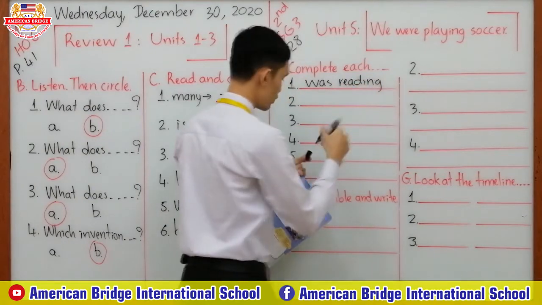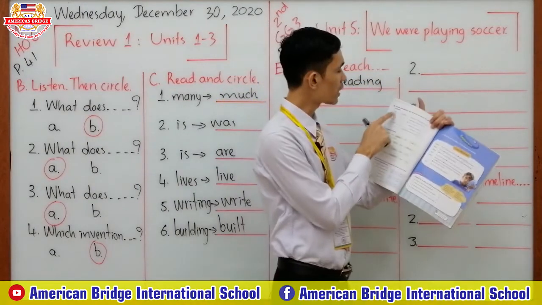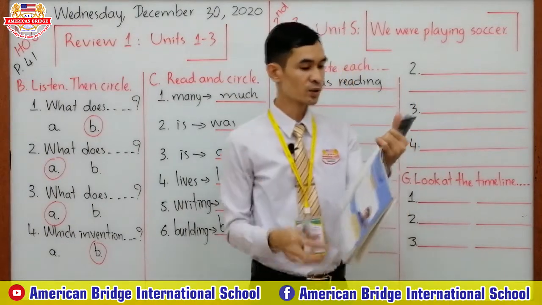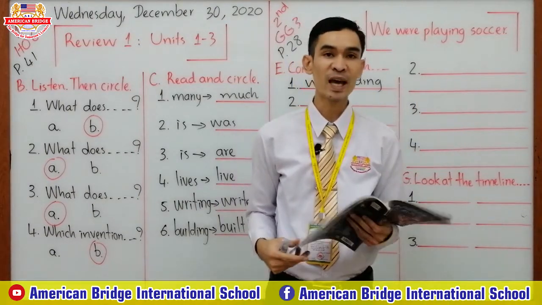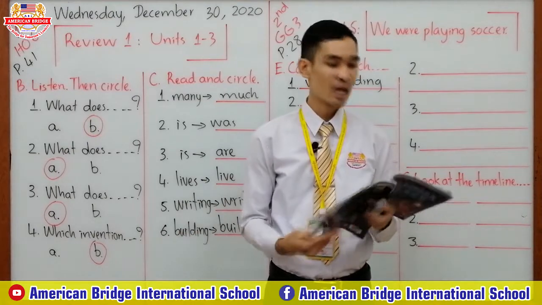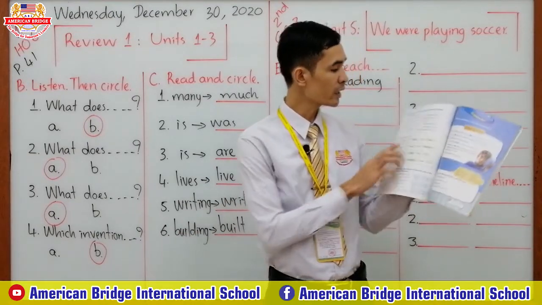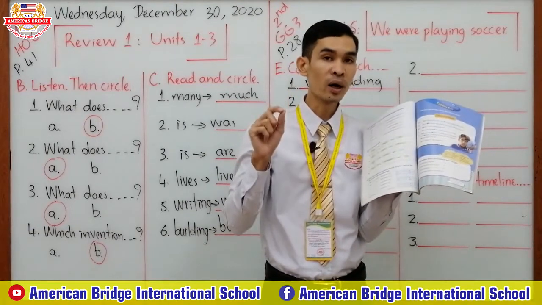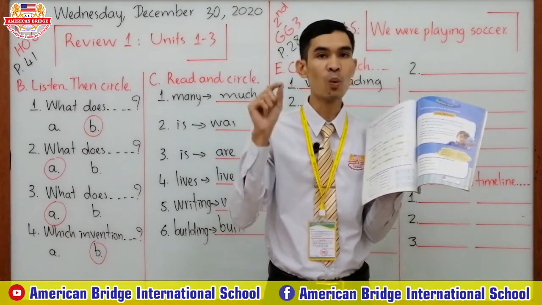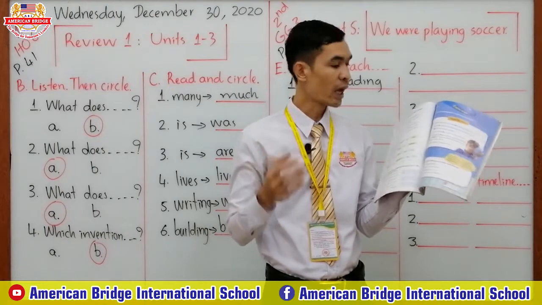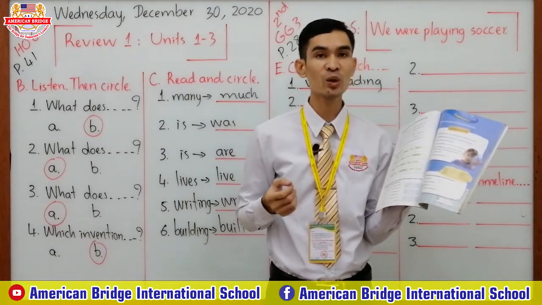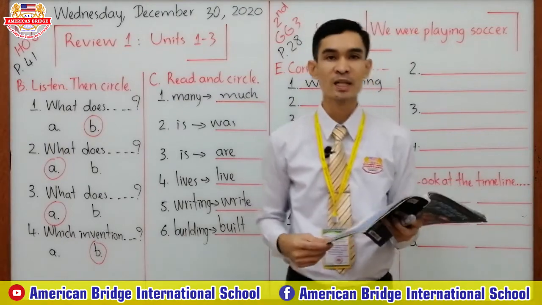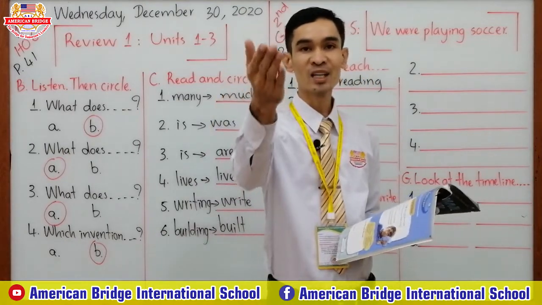Alright, and we have 5 more for you. We have number 2, 3, 4, 5, 6. I would like you to complete it first, and after that, I will correct for you. Okay, so how to complete it? You have to be careful with the subject. What do you have to use, was or were? And after that, you just add ing to the verb in the brackets. That's enough, right? Okay, so now do it.